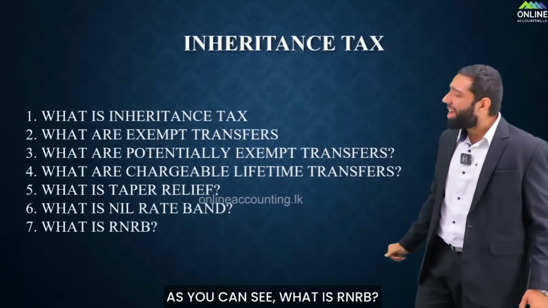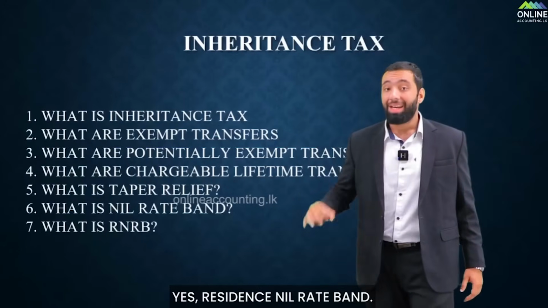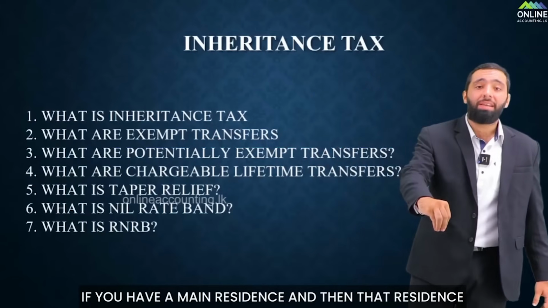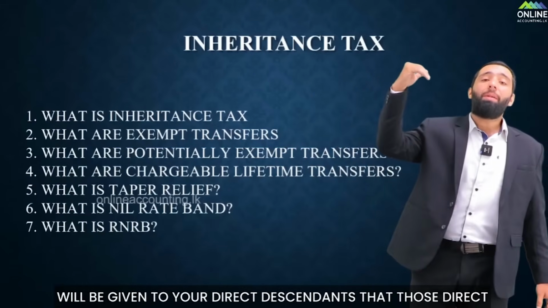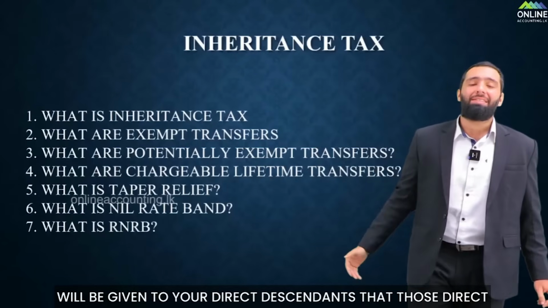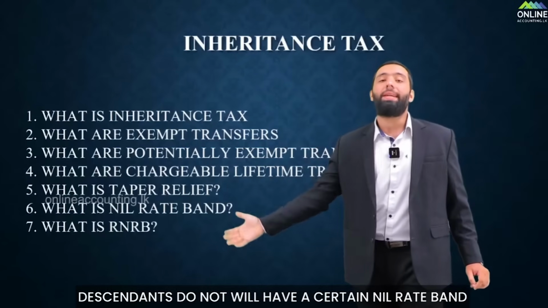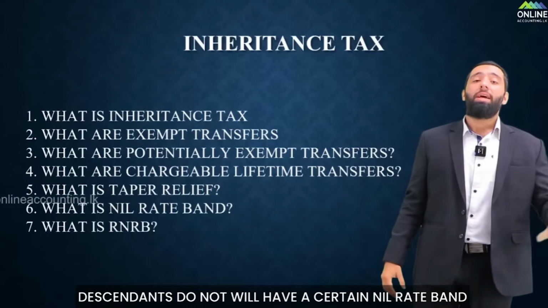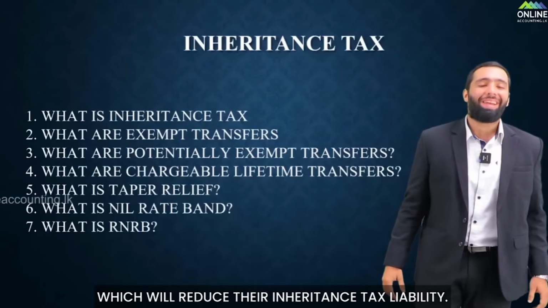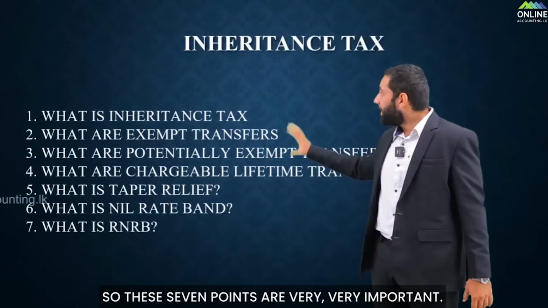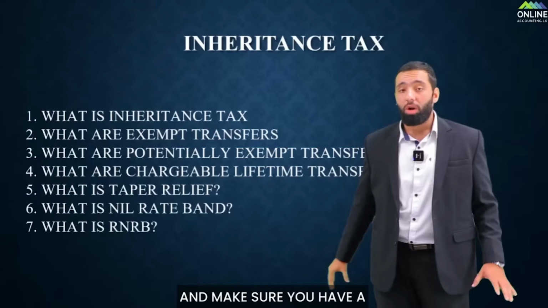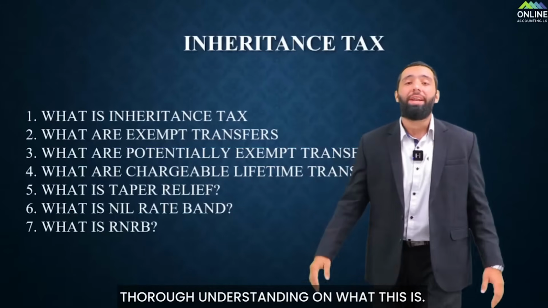As you can see, what is RNRB? Yes, residence nil rate band. If you have a main residence and that residence will be given to your direct descendants, those direct descendants will have a certain nil rate band which will reduce their inheritance tax liability. So these 7 points are very, very important, and make sure you have a thorough understanding of what this is.